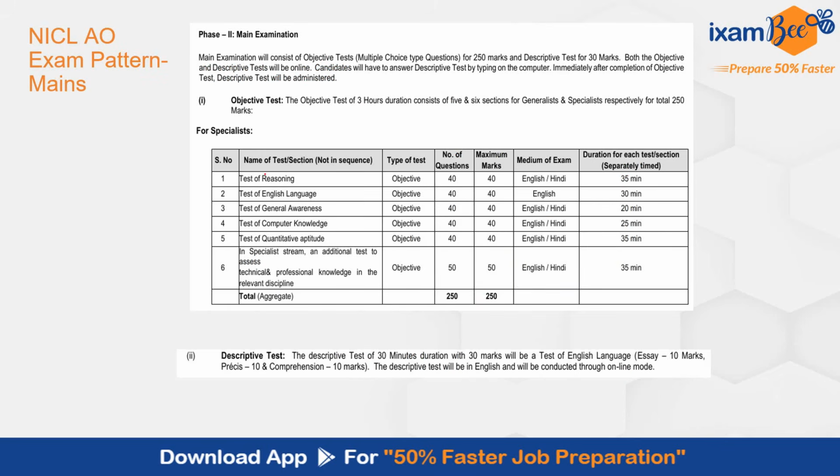Then coming to mains, in the mains examination, there will be objective test for 250 marks followed by descriptive test for 30 marks. Both the objective and descriptive test will be online. Candidates will have to type the answers in descriptive test on the computer. Immediately after completion of objective test, descriptive test will be administered. The objective test is of 3 hours duration, which will consist of 6 sections for specialist post.